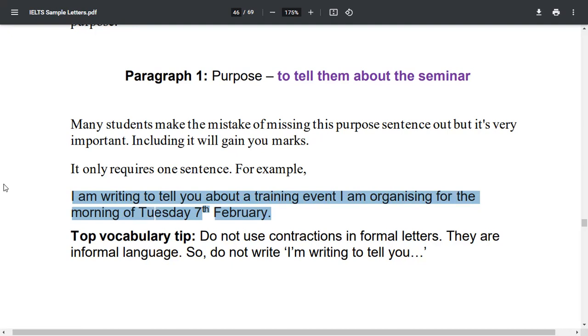Otherwise you would lose marks, because you have to start the letter by showing the examiner what your intention of writing this letter is, what the purpose of this letter is. For example, let's see this example purpose sentence. I am writing to tell you about a training event I am organizing for the morning of Tuesday, 7th February.